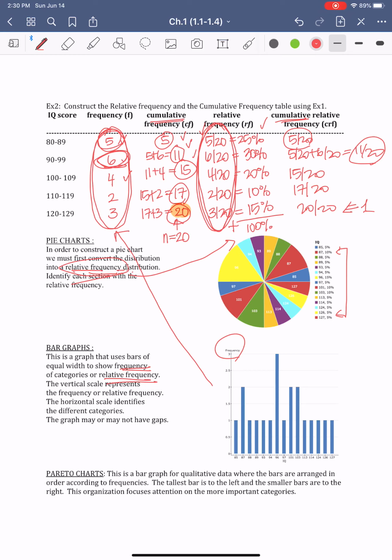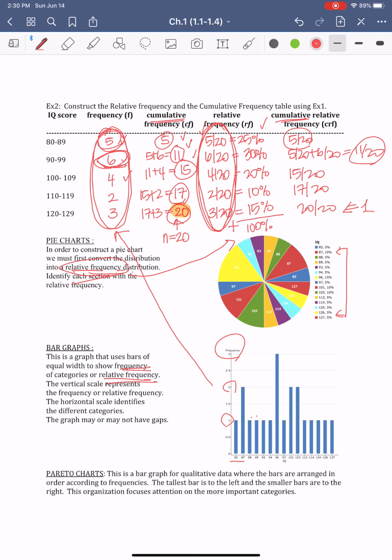The vertical scale represents the frequency or relative frequency. The horizontal scale identifies different categories. The graph may or may not have gaps. So here you have 85, the IQ score. How many counts? 1. 87, 2. 88, 1. 89, 1. So 1 plus 2 plus 1 plus 1, that's 5.